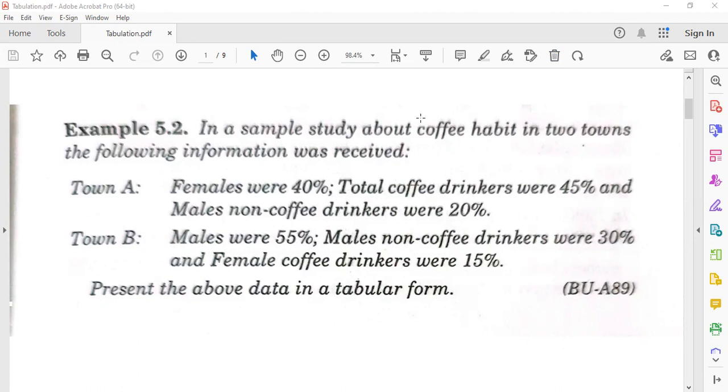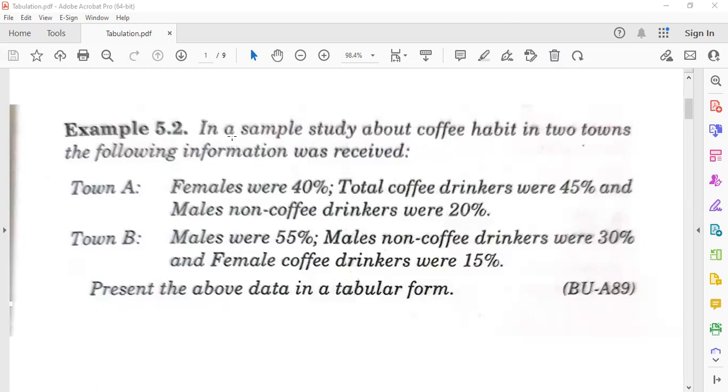It goes like this. In a sample study about coffee habit in two towns, the following information was received. In town A, females were 40%, the total coffee drinkers were 45%, and male non-coffee drinkers were 20%. So these are the information given for town A. Similarly, in town B, males were 55%, male non-coffee drinkers were 30%, and female coffee drinkers were 15%. So present the above data in a tabular form.